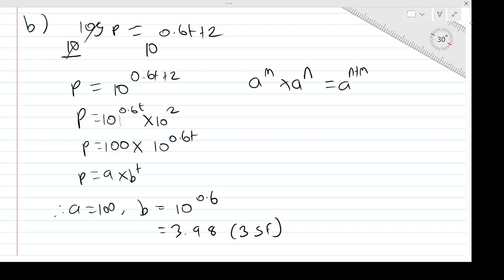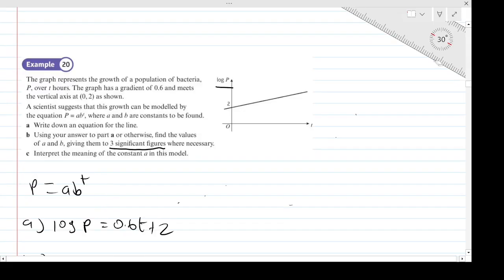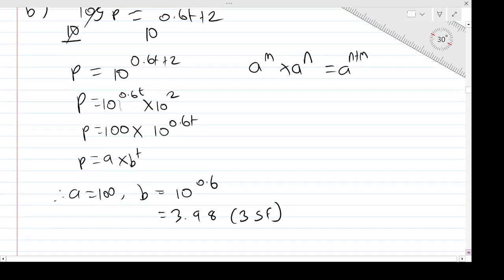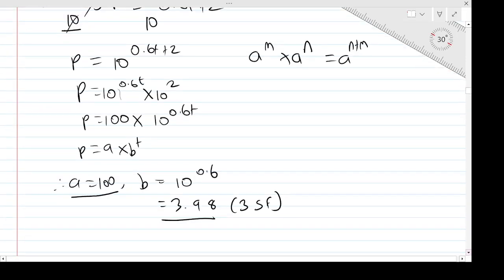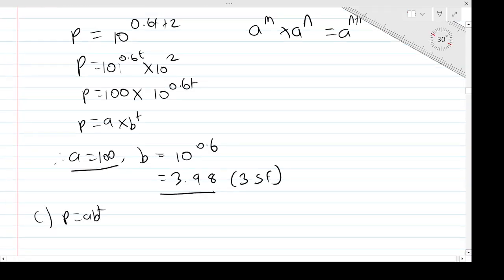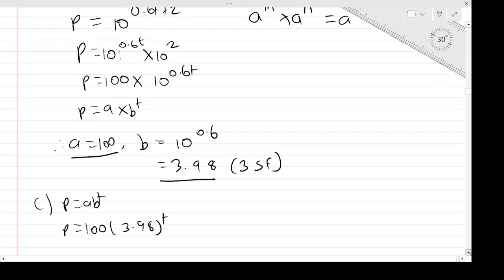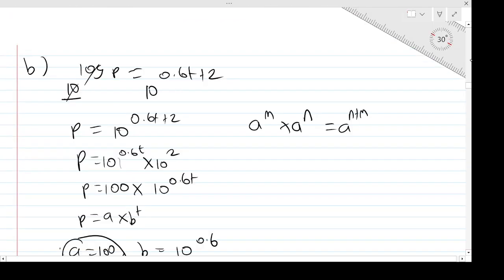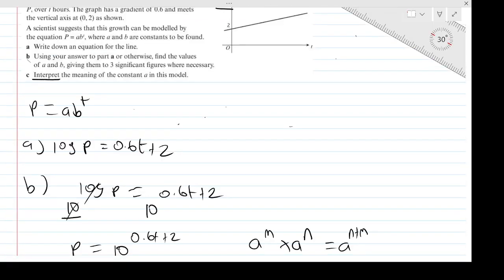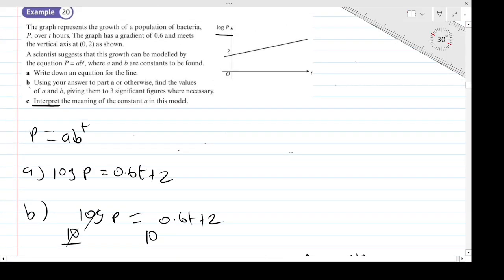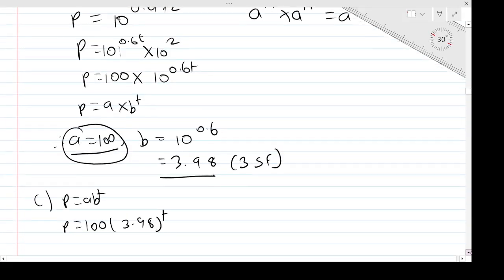Cool. Okay. Then it says part C, interpret the meaning of the constant A. Okay, so I'm going to sub these values of A and B into the model. So P is AB to the T. Well, we know what A and B are now. P is 100 lots of 3.98 to the t, and it wants me to interpret A. What does A mean? So again, interpret means relate your answer to the real life problem. So in here, this question is talking about a population of bacteria. Okay, what does that mean in relation to the population of bacteria? This value of 100 here, right?